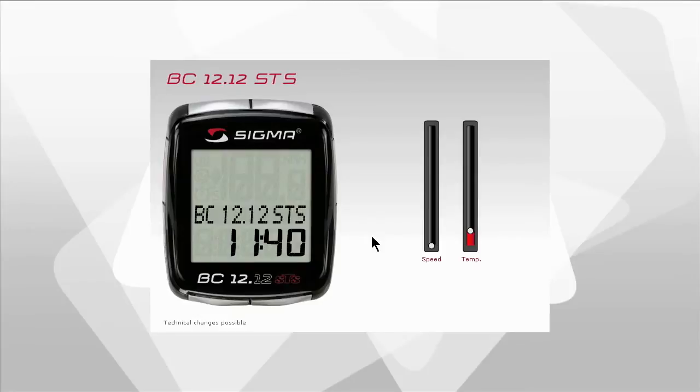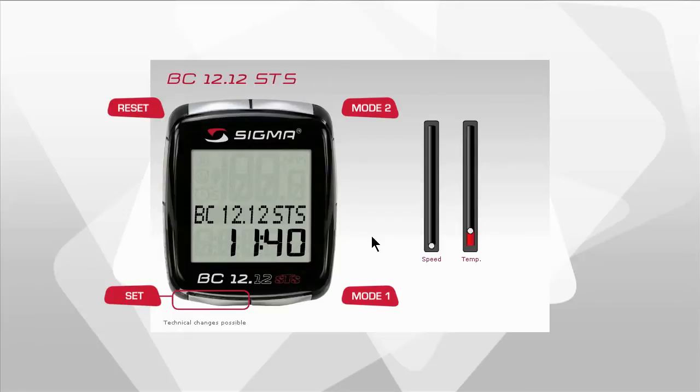This video explains the functions of the BC1212 and the BC1212 STS. The computers have a clearly structured display and are operated using four large buttons. The Mode 1 button at the bottom right, the Mode 2 button at the top right, the Reset button at the top left, and the Set button at the bottom left.